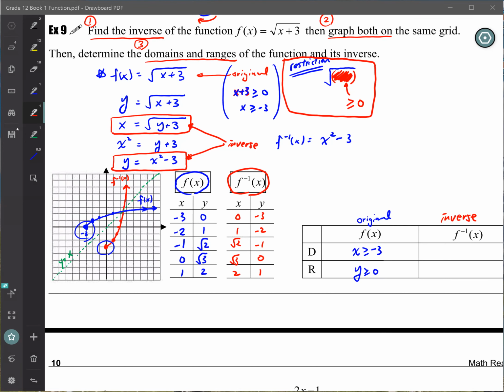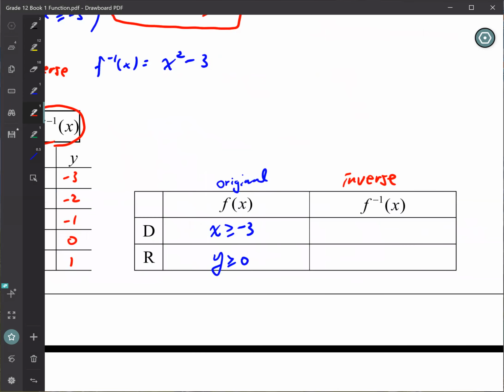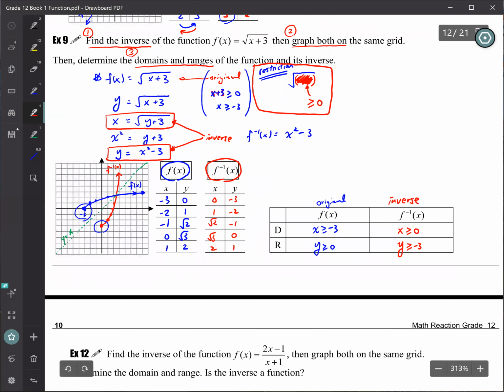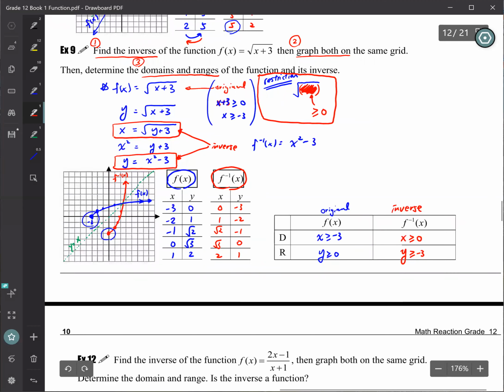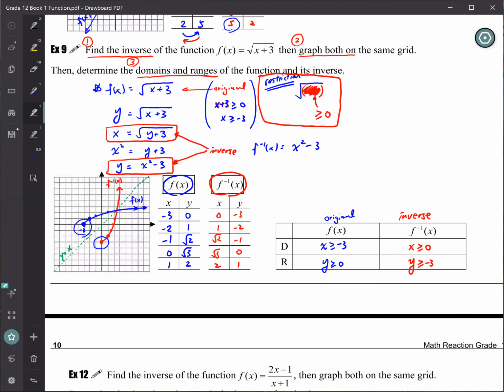Okay, let's check answers, okay? William, what's your domain for the inverse? My domain is x is bigger than or equal to 0. Okay, and then Catherine, what's your range for the inverse? Y is greater than or equal to -3. Okay, very good. I think you guys got it. Samantha, do you have any questions about domain and range? You didn't raise your hand. No. You understand? Yeah.